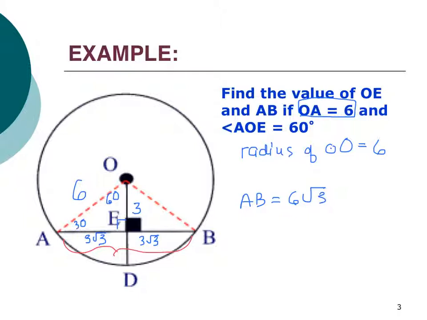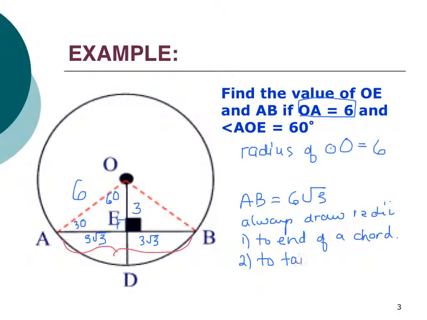But this brings us to a point that I want to point out, two things that have happened so far. Always draw radii to two possible positions. One, to the end of a chord, because it potentially creates a right triangle for you, or a triangle of some sort, or, as we've talked about before, to a tangent at the point of tangency. So drawing those lines, whether they're there or not, will often allow you to solve a problem.